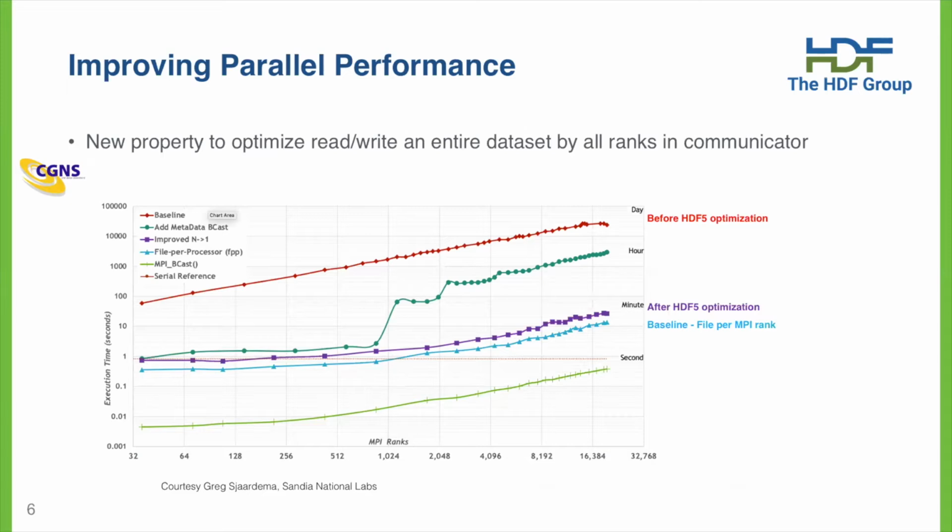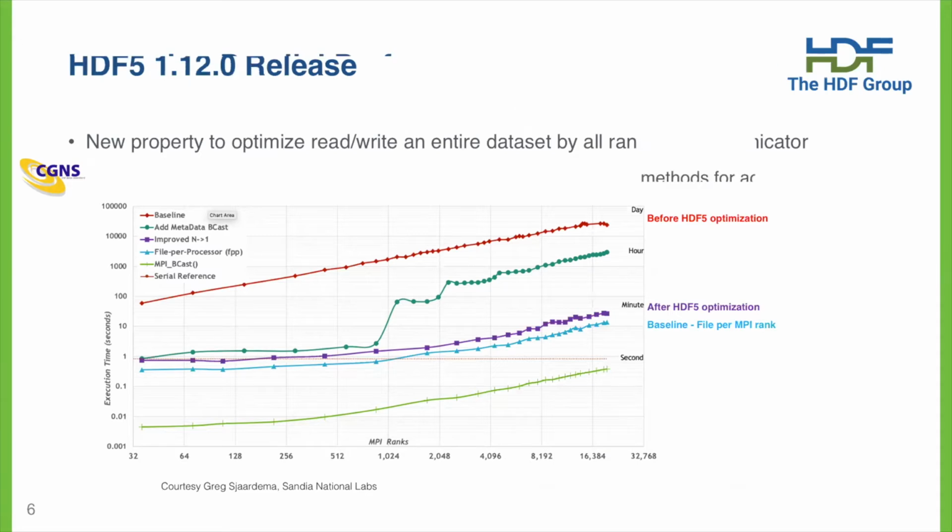This is just a graph. I will not talk in detail about it, but with parallel performance applications, we went from some applications running for days, this is the red line, going to minutes. And the blue line represents the best and most efficient known scenario in the parallel world, when each rank writes to its own file. So we are writing to a shared file very efficiently.